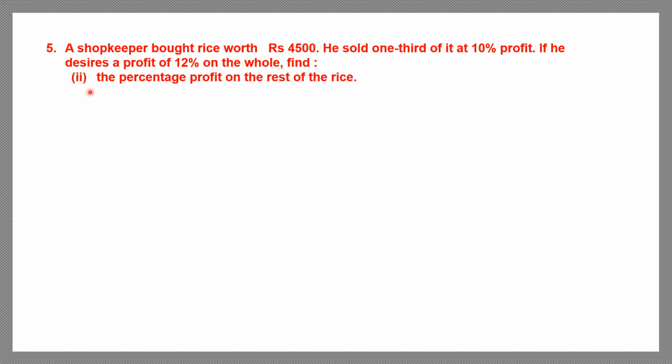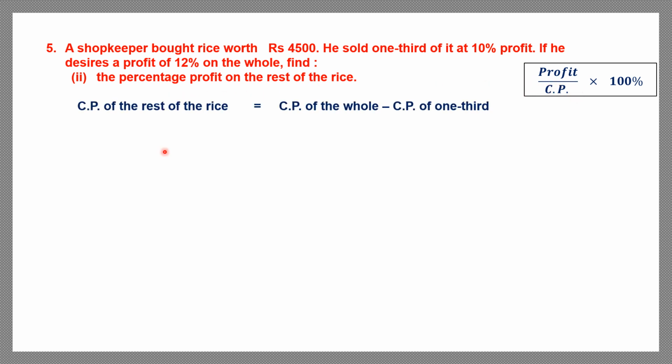The second part of question 5, we have to find the percentage profit on the rest of the rice. So what is the formula for percentage profit or profit percent? Profit by cost price into 100%. So that means we need to know the profit on the rest of the rice. To find the profit on the rest of the rice, we need to know the cost price and the selling price of the rest of the rice, and subtract the two. So we have to find the profit, we have to find the cost price, and only then can we apply this formula. We have already found the cost price of one third. From that we can find the cost price of the rest of the rice.